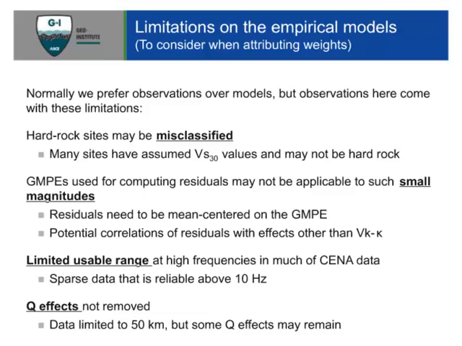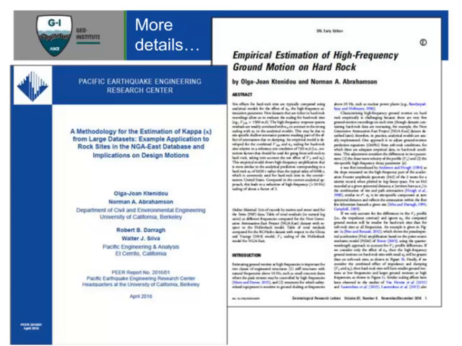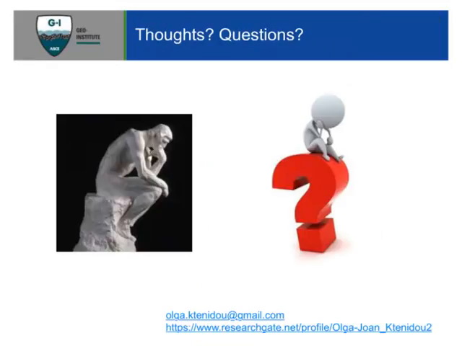There are certain limitations on the empirical model, which I've listed here. The biggest one is the possible misclassification of hard rock sites. So take the empirical model with a pinch of salt, that's what it means practically. And more details about the case study you can find in these two publications. So until there are more recent updates from the PEER-EPRI Sigma project, we propose this new empirical alternative, and with that, I will thank you, and I'm open to thoughts and questions. What I can't answer now, I'll be happy to answer later or via email.